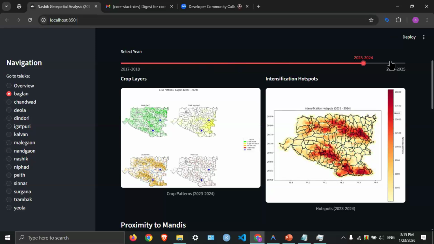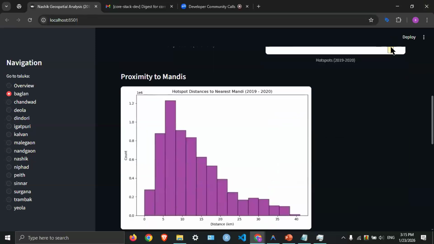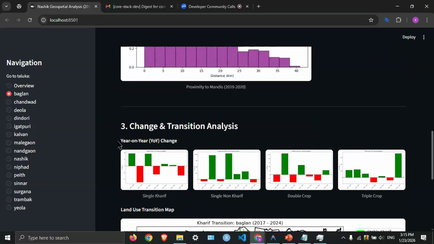Now in some districts the pattern changes, or in some districts the pattern remains the same. So in Baglan during 2017 to 19, there was stability in single kharif crop. But after 2019-20, there is an increase in double cropping. The same thing we can also see when we look at the year on year change of all of these patterns.